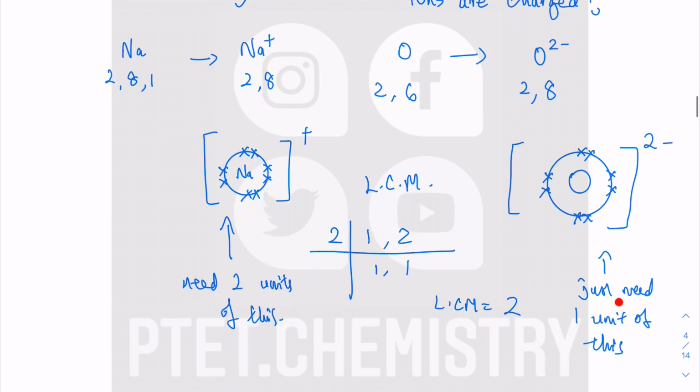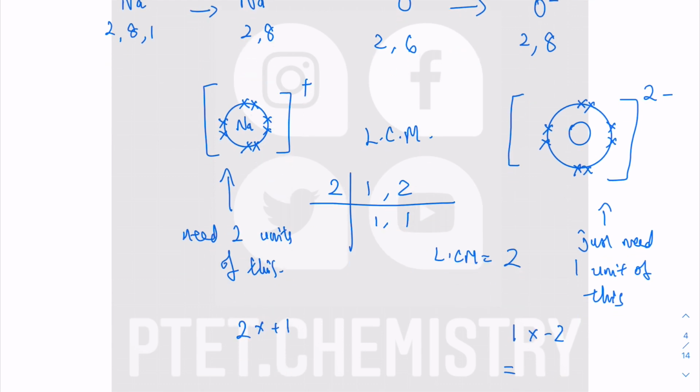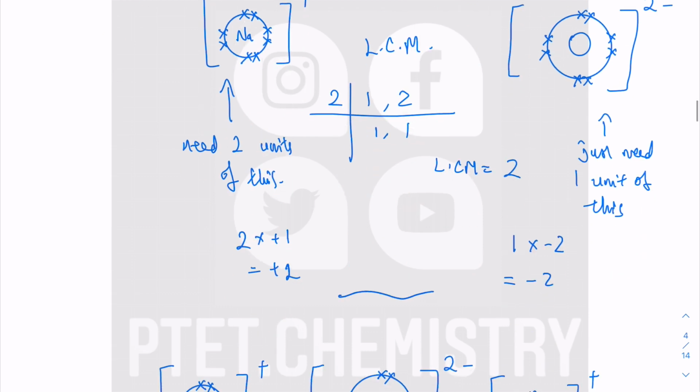That means I must only have 1 unit of this, because the LCM is 2, this is already 2 minus, so I just need 1 unit of this. This is a plus 1, I need to get up to the LCM of 2, so I need 2 of the plus 1 in order to balance out 1 of the minus 2. Alright, so it's just like 2 times plus 1, and this is 1 times minus 2. 2 times plus 1 gives you plus 2, and 1 times minus 2 gives you minus 2, which, plus 2, which means overall you get 0.